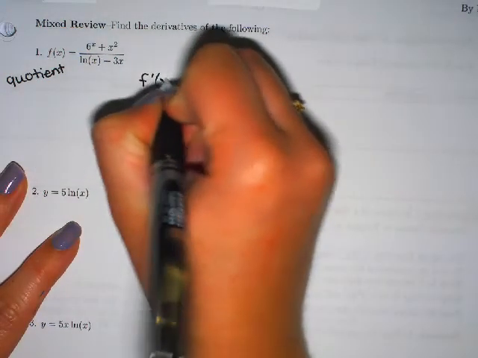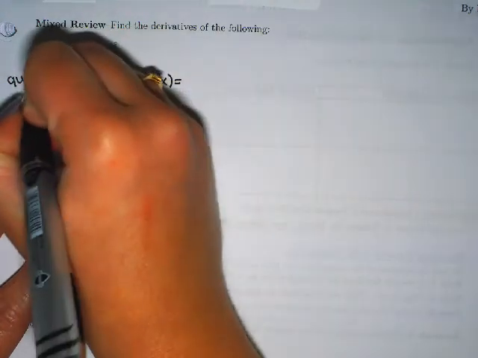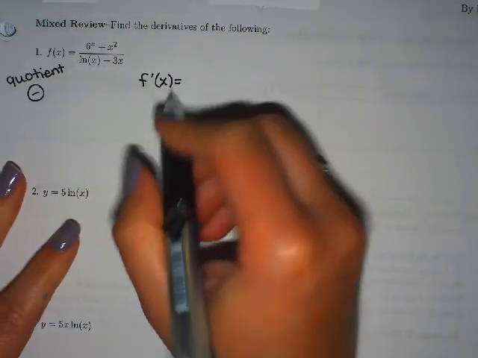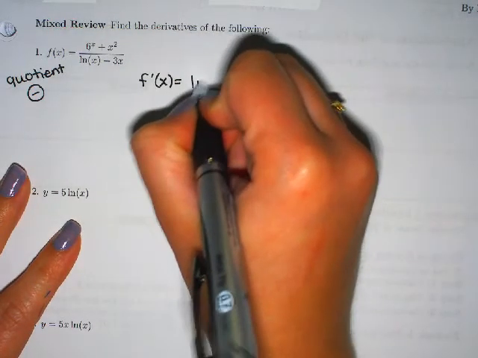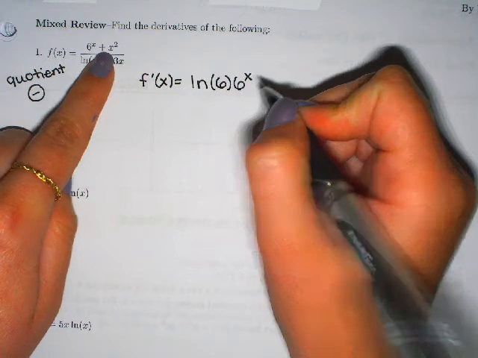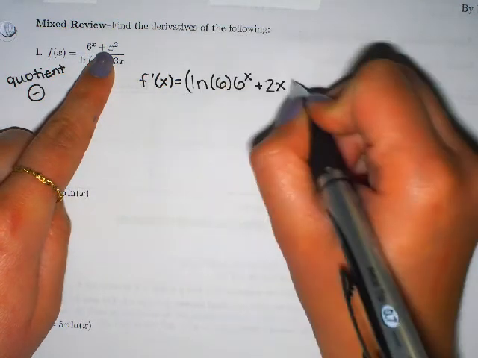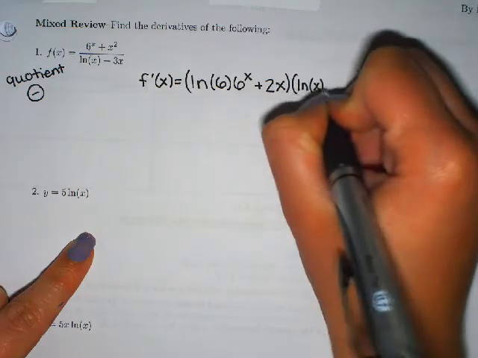So we're going to call the derivative f prime of x. We're going to do minus, because of the quotient rule. Product is plus, quotient is minus, chain is multiplication. So we are going to do the derivative of the top first. Derivative of 6 to the x is going to be ln of 6 times 6 to the x, plus the derivative of x squared is 2x. Derivative of the top gets multiplied by the original bottom, ln of x minus 3x.